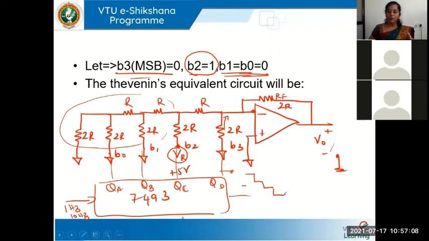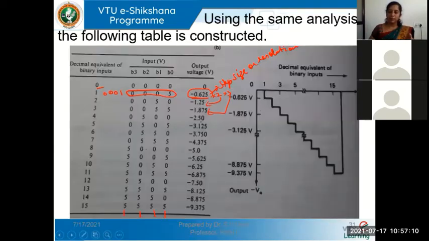Wherever you observe, you will observe this kind of staircase waveform being generated. Anyway, you'll see the design of this completely in the lab. So this staircase can be easily generated. And you can observe the full scale output voltage is around minus 9.375 volts.